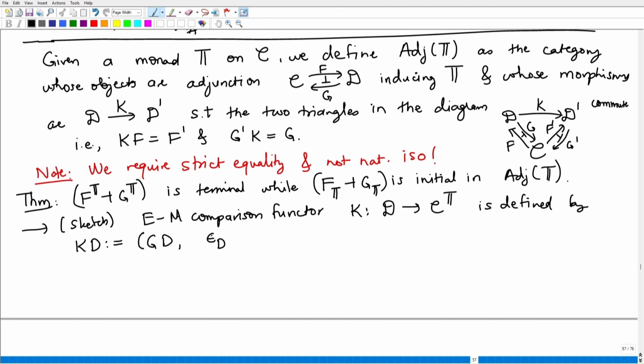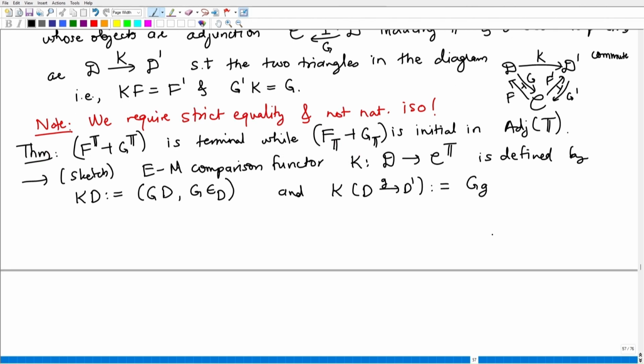What is epsilon D from? Epsilon D is from FGD to D. Now you have to apply G on it so that you will land inside GFGD to GD, which makes sense now. Okay, so this is the morphism, and K of D to D prime is just (GD, G epsilon D). I mean, you have to do the only thing possible. There is no other option here.